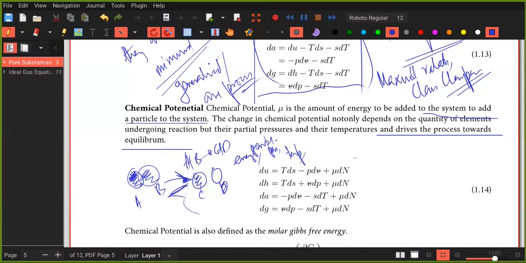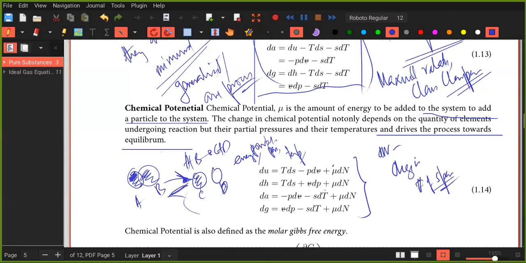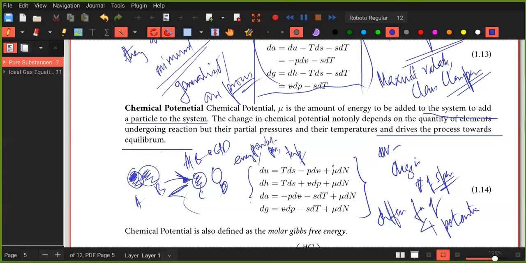Okay, so if we include the chemical potential mu, and dn is the change in number of species, we can write the differential form of the four potentials in this form. dU is equal to TdS minus PdV plus mu dn. So these are all the four potentials. They all have the units of energy.